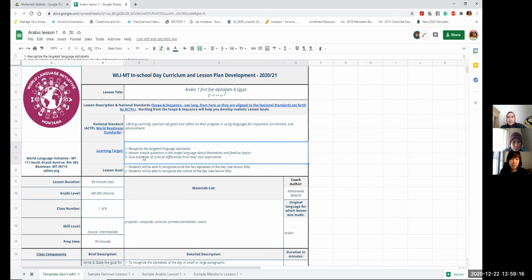So, recognize the target language alphabet. Number 2, answer simple questions in the target language about themselves and familiar topics. So when I say this is Egypt, I will say I am from Egypt. I'm in Masr. Where are you from? I am from the US, and I'm in America, and I'm in Abu Zabal, you know what I mean? And what's in your town? In my town there's snow. You know what I mean? Yeah. Could you pick just one learning target in there?